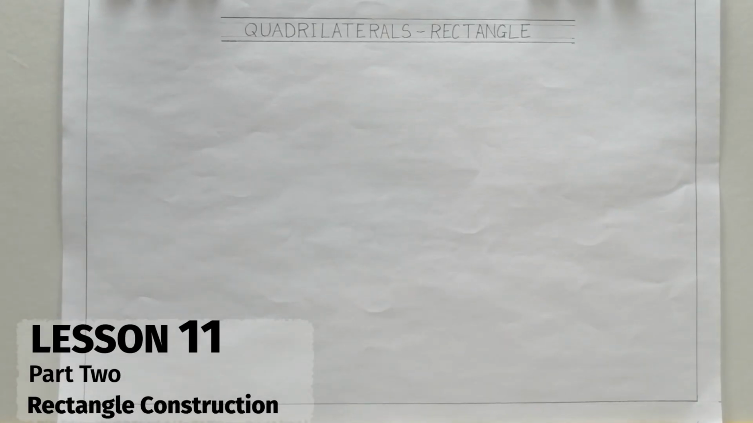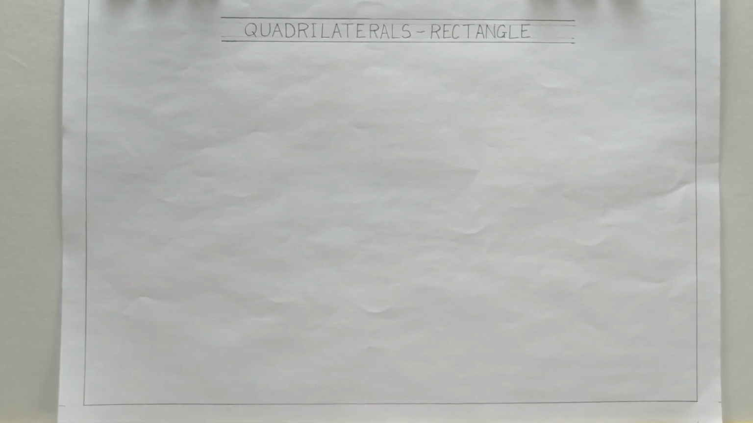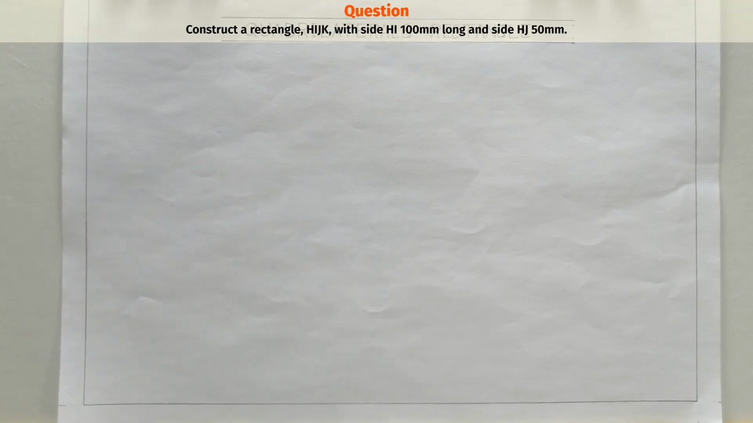In this lesson, we're going to be looking at how we can construct rectangles. A rectangle, as we may have discussed in the first part, is a quadrilateral that has got pairs of sides that have got the same length. In our question, we're constructing a rectangle HIJK with the side HI 100 millimeters long and side HJ 50 millimeters. The question is very clear and it's not a very difficult process.